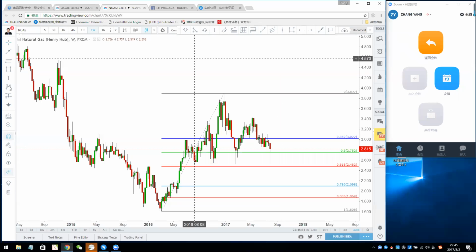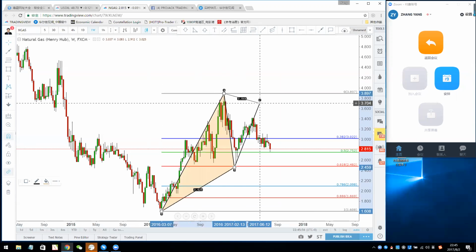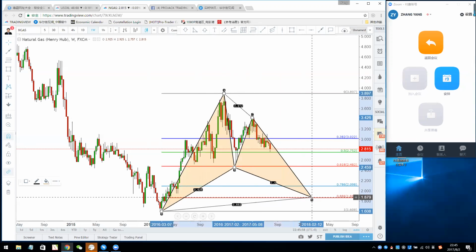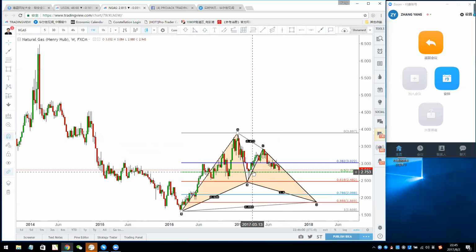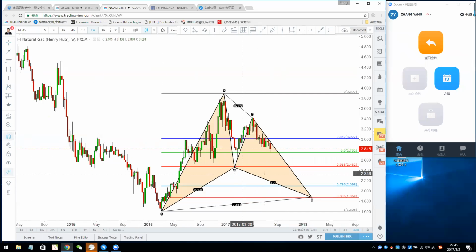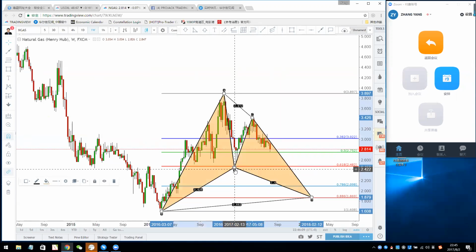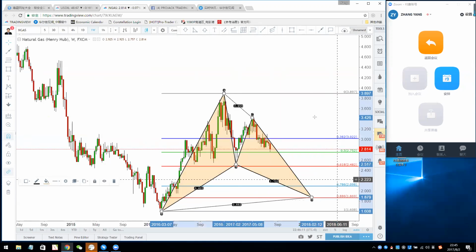It is this potential bat pattern. It tells you that it may go to 1.86. It may form this bat pattern on the weekly chart. So if you have a short, you can hold all the way to 1.869.